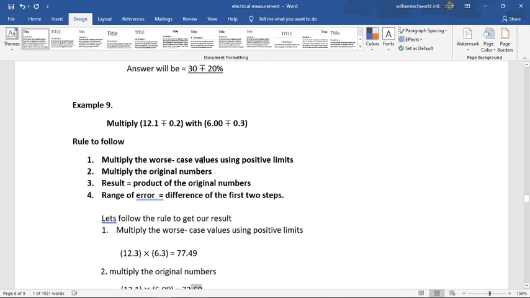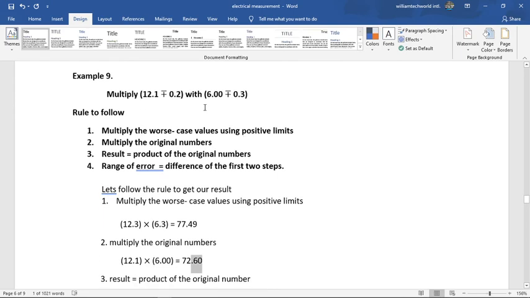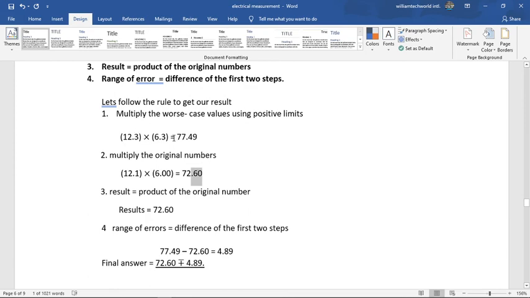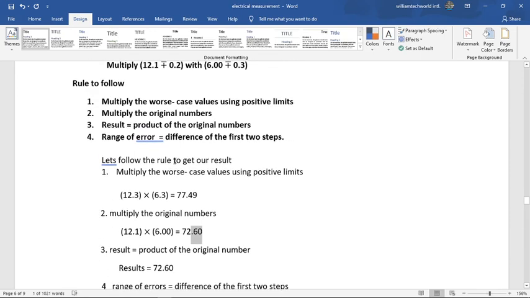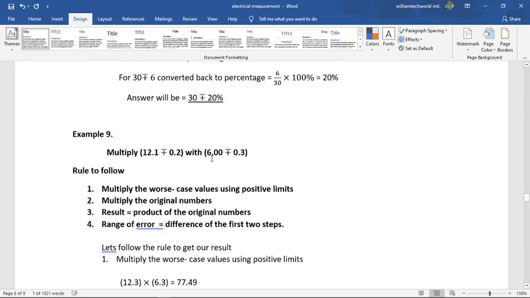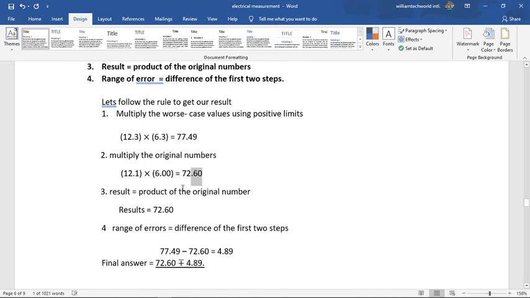Now let's recap on this example 9. Firstly, multiply the worst case value using the positive limit, which is 12.1 plus 0.2, multiplied by 6.00 plus 0.3. Multiply both of them together: 12.3 multiplied by 6.3, that's 77.49. Then multiply the original numbers, 12.1 multiplied by 6.0, so you get 72.60. This will be your mean value.